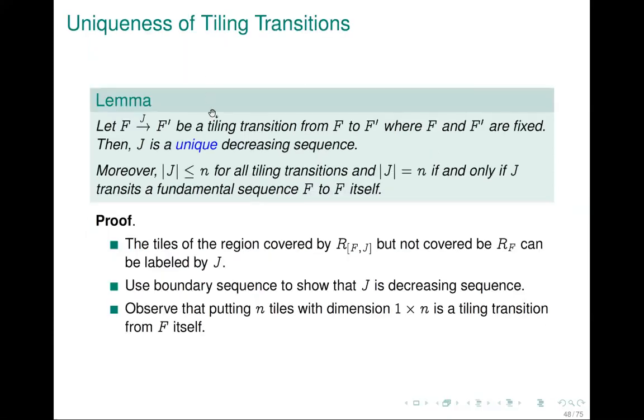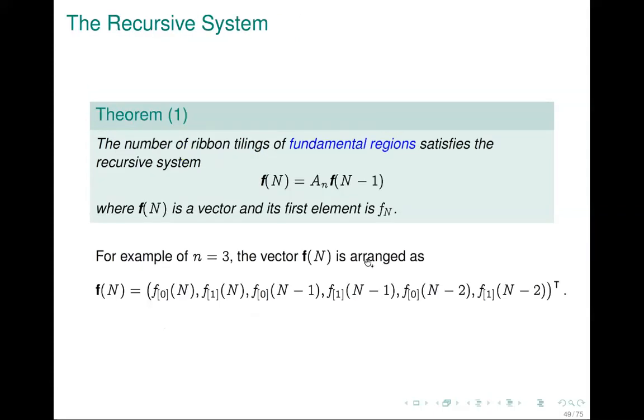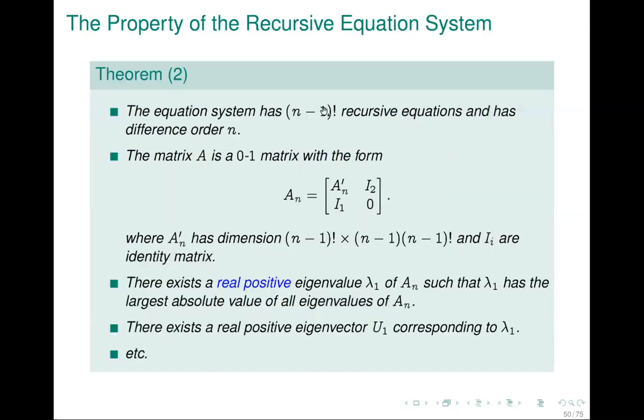This is a lemma for this transition. Basically, it says this transition is unique, unique regarded as J. If F and F prime are fixed, then J is uniquely determined. This guarantees that we can write down the recursive equations for the number of tilings. So now we have theorem 1, by the previous lemma: all the fundamental regions, if we count them, satisfy this recursive system. And we have n-1 factorial fundamental regions, obtained by studying the boundary sequences.